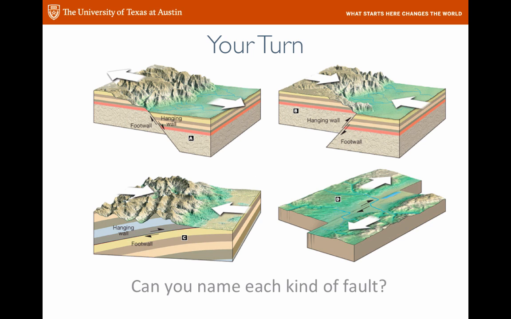Which is which? A, hanging wall moving down, extension, that's a normal fault. B, hanging wall moving up, compression, that's a reverse fault. C, hanging wall also moving up, but at a very low angle, we'd call that a thrust fault. But if you said reverse fault, that's okay. And D, the direction of slip is the same as the strike line, and so D is a strike-slip fault.